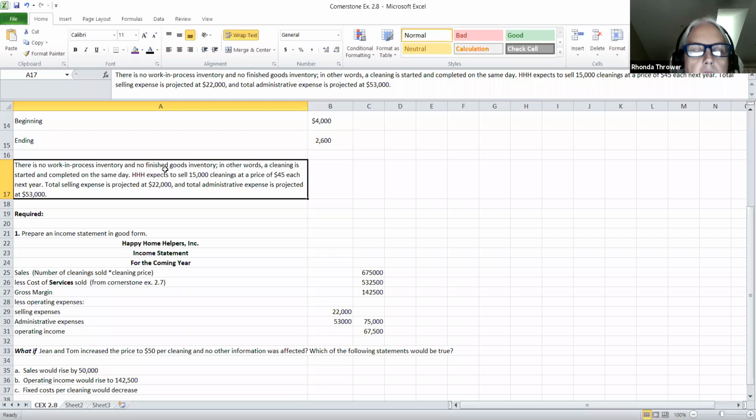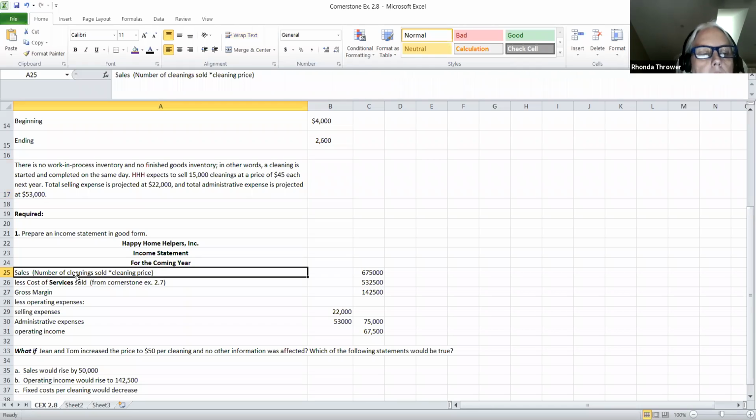But you will never have any finished goods inventory because services are not finished products. You can't store a service. A service is intangible. It doesn't have any physical properties associated with it. And so when we are working with a service type of business, there can be work in process for services, but there will not be any finished goods for services at all.